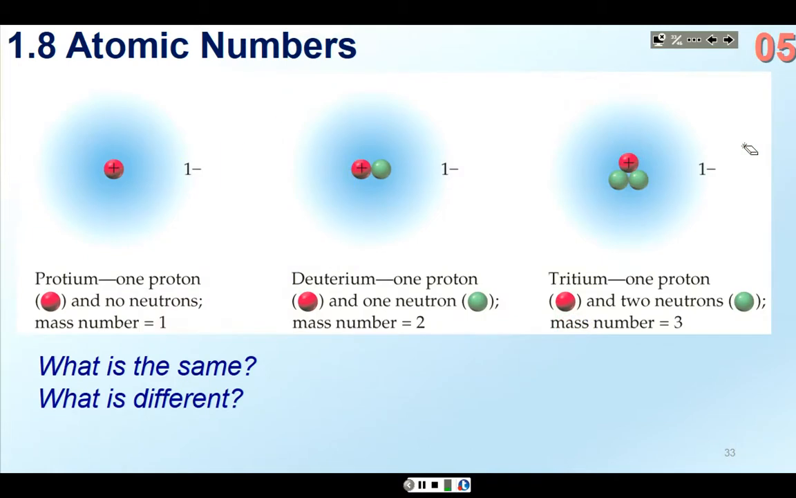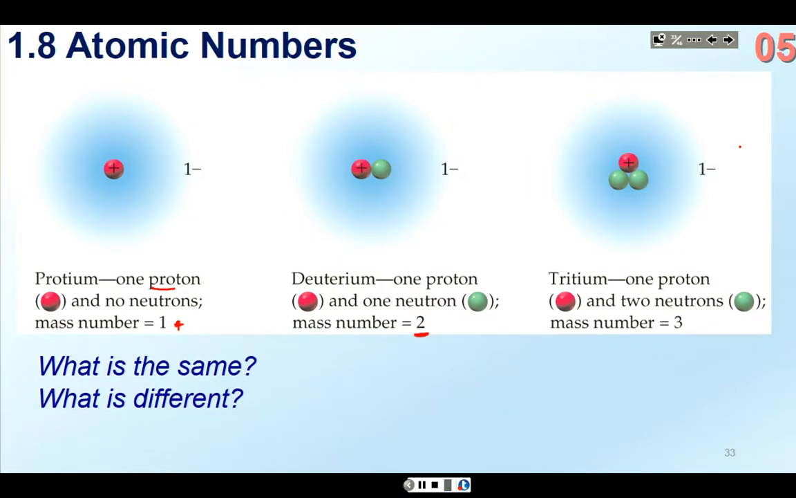Now, here's another diagram. What do we see here? We have little red and green spheres. The one on the left is called protium. It's a funny entity, and it apparently has 1 proton and no neutrons. The mass number is going to be 1, because you have 1 proton and no neutrons. Here's deuterium. You have 1 proton and 1 neutron, and the mass number is 2. And that would be this entity here.